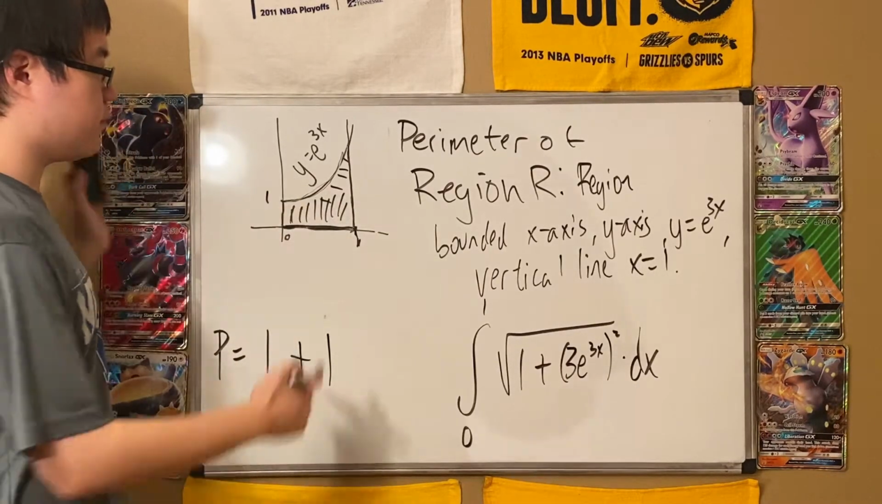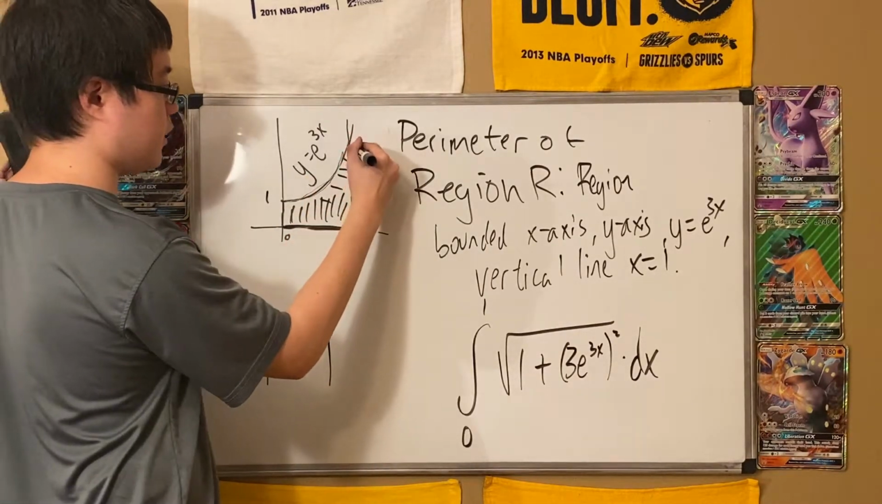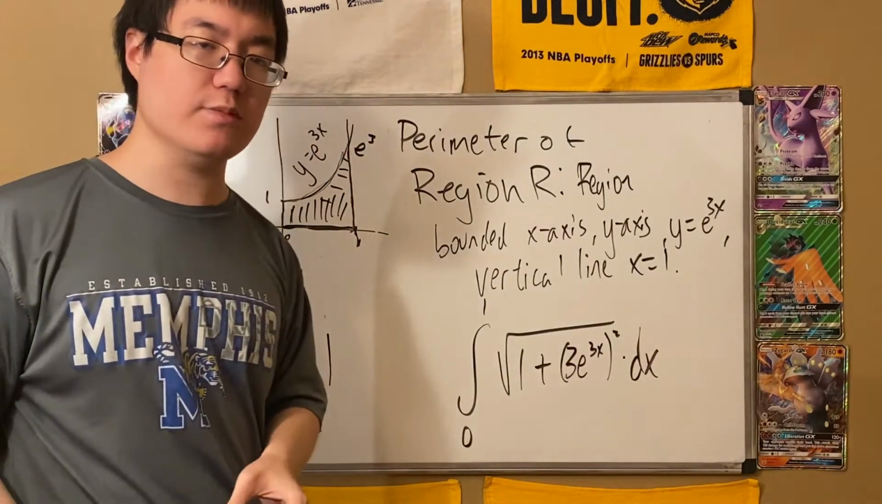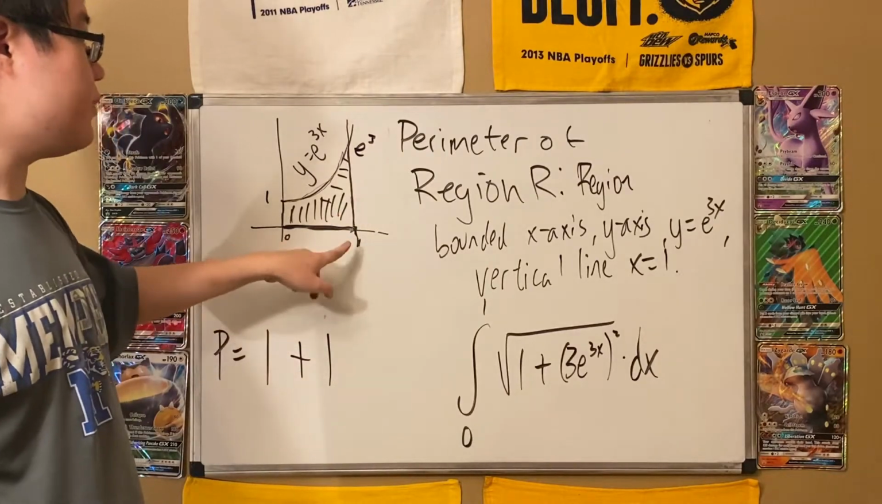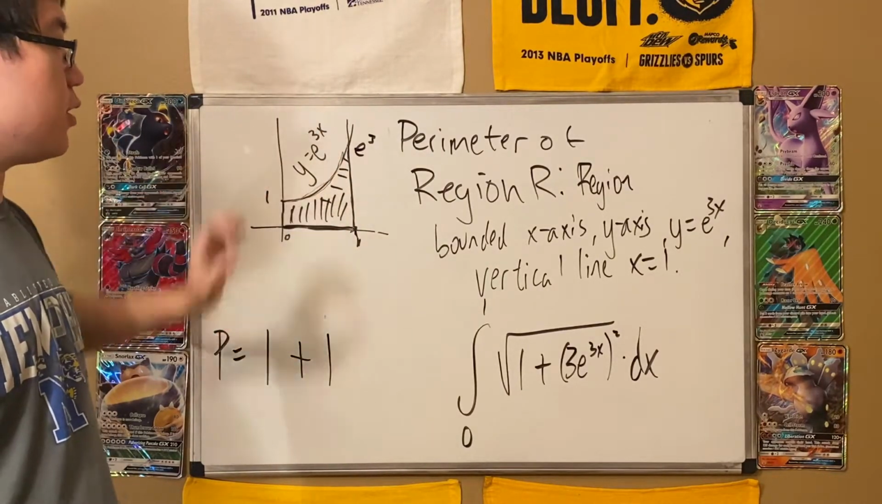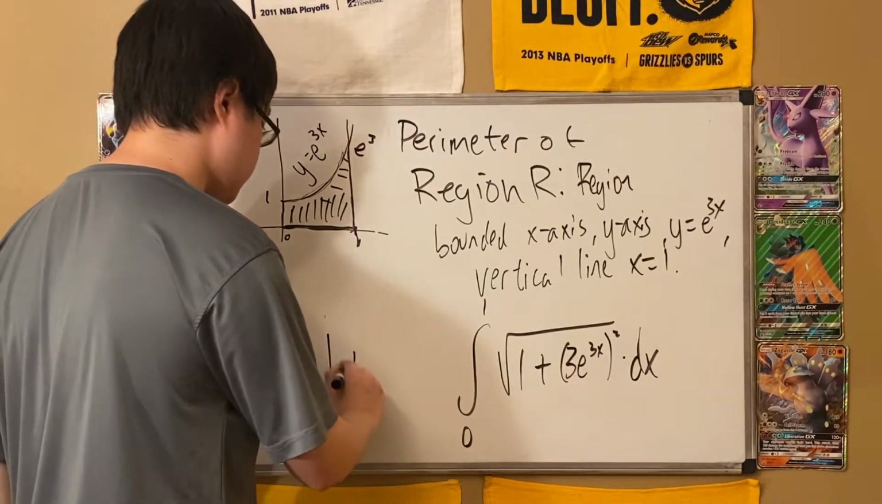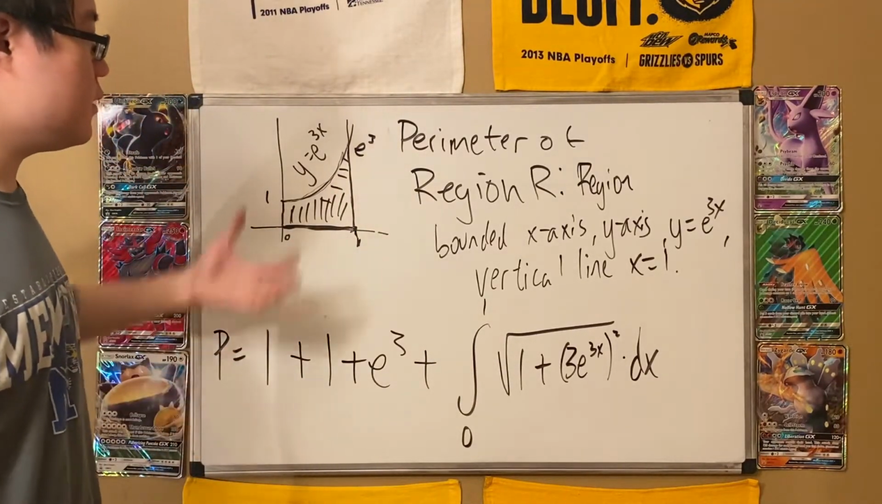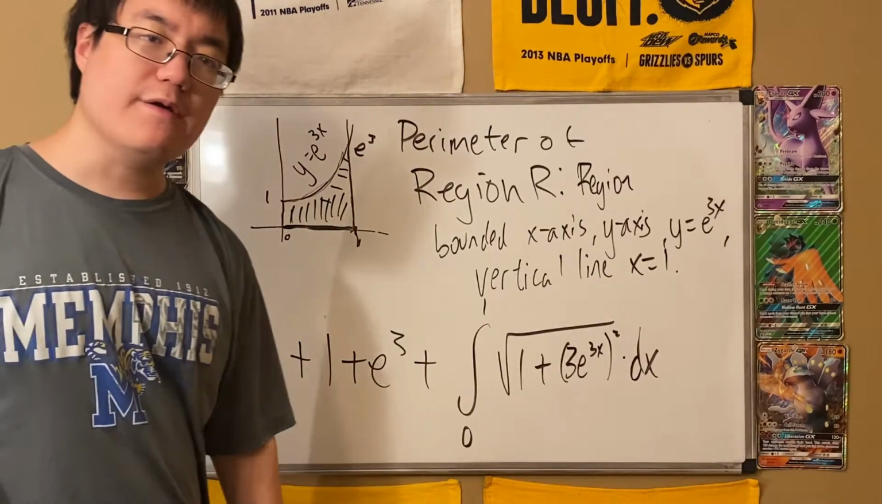Then how tall is this one? Well, we're going to plug in 1 into this function. We're going to get e cubed. We're not going to be able to evaluate e cubed because nobody really knows what e cubed is, at least off the top of their head. But again, all I did was plug in 1 to see how tall this is. So it's going to be 1 plus e cubed. Finally, plus this integral, and we are done. So again, a lot easier than our area and volume questions.